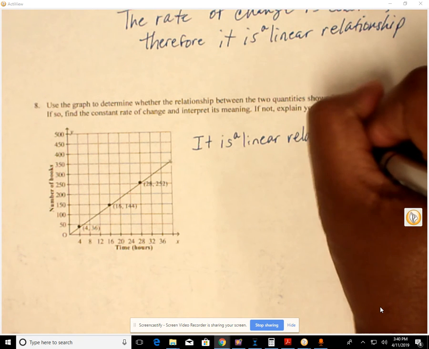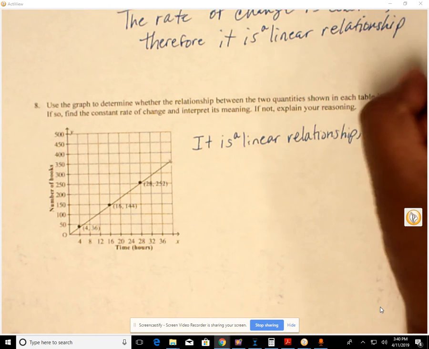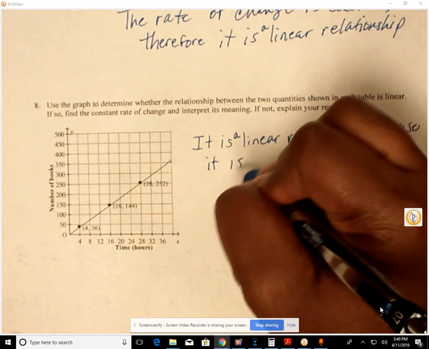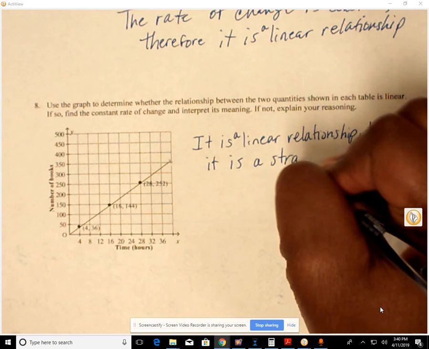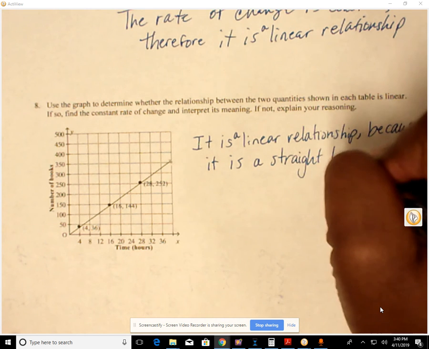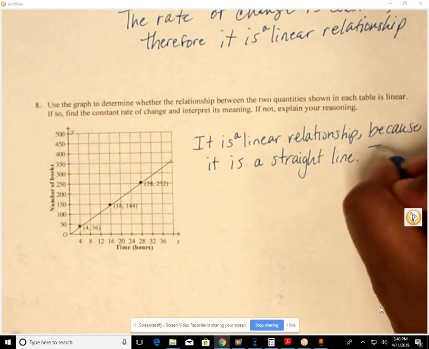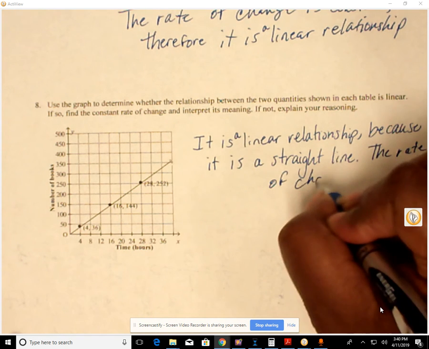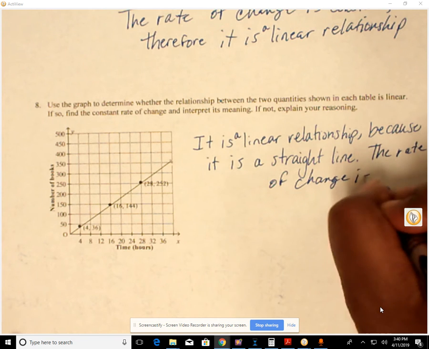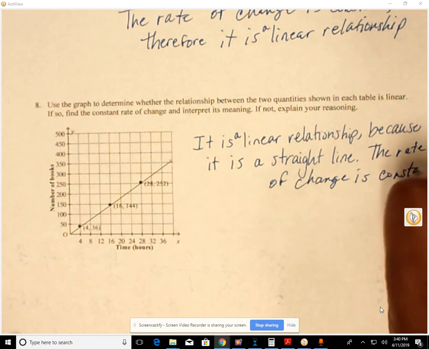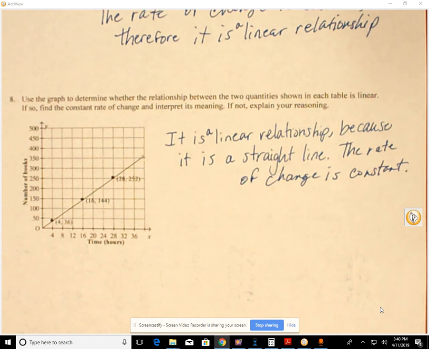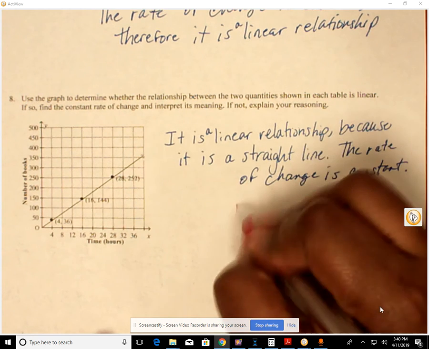Sorry, because it is a straight line. Therefore, we know that the rate of change is constant. Now, we need to pick 2 points so we can find the constant rate of change.